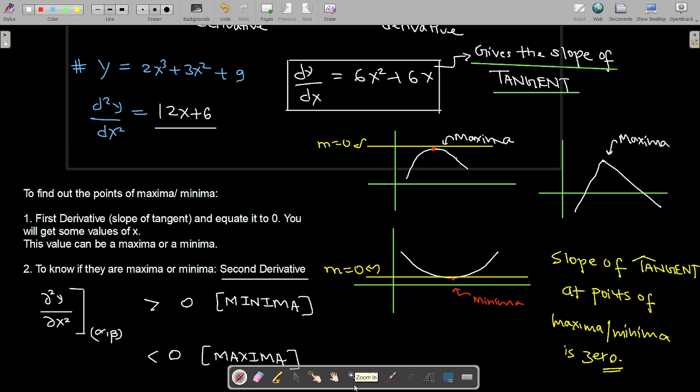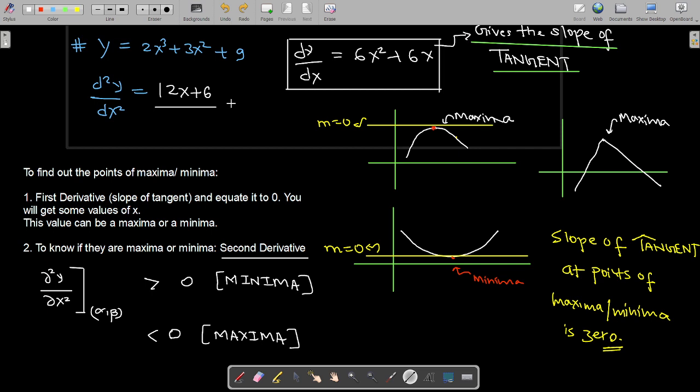You understood it? Okay. Understood. So for this equation only, find out the points of maxima and minima. What should I substitute x as?